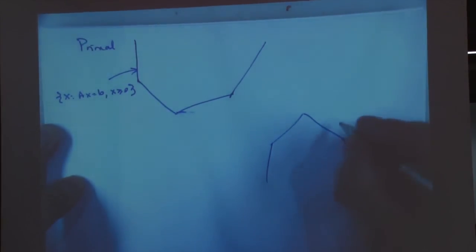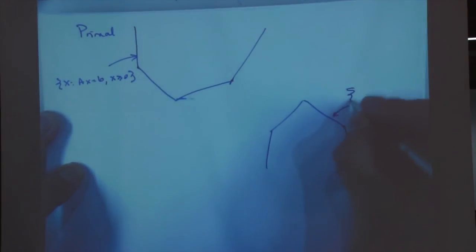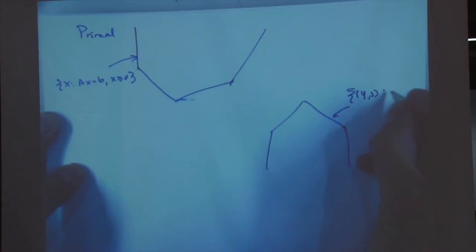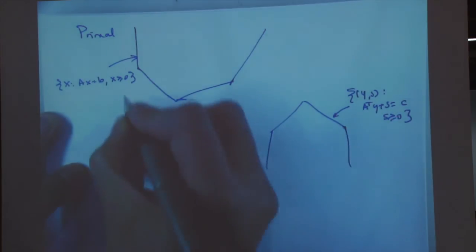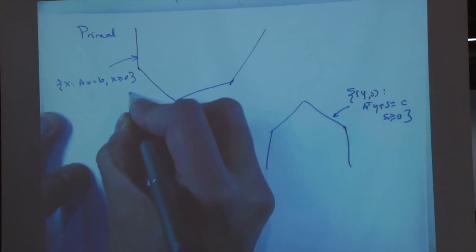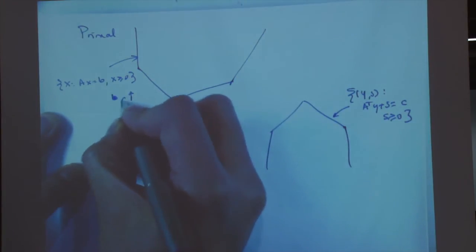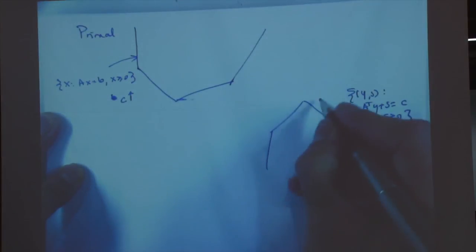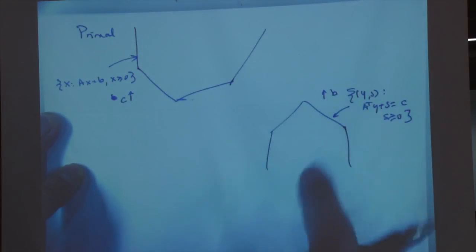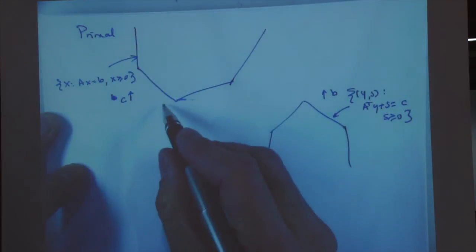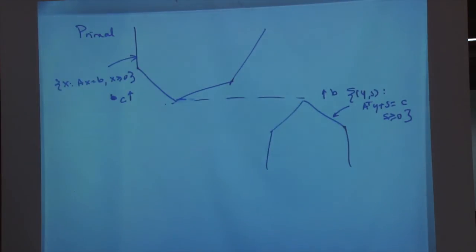linear programming problem. Think about this as (y, s) such that A transpose y plus s is equal to c, s greater than or equal to 0. In the primal problem, we want to minimize c transpose x. In the dual problem, we want to maximize b transpose y. And the two have that property of strong duality: the two optimal values match.